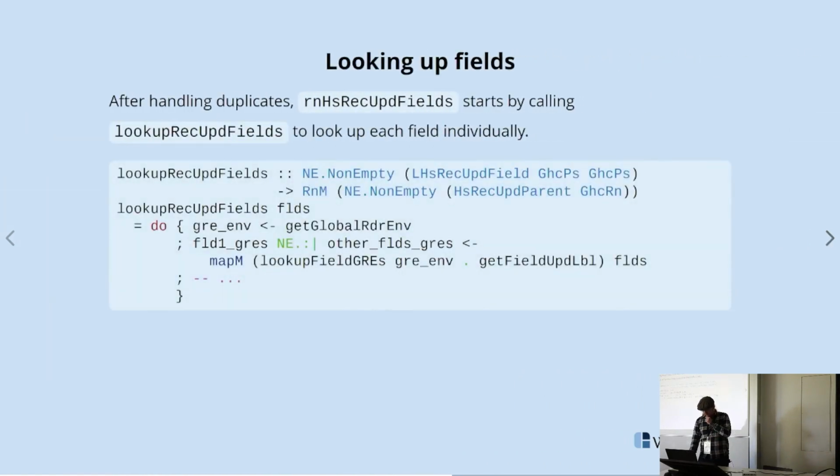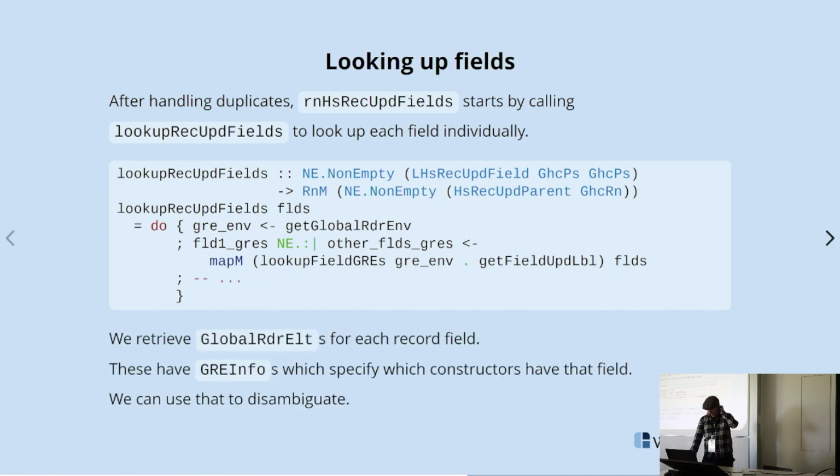There's some logic where we reject the record update if there's a field appearing multiple times. I'm skipping over that. So we look up each of the fields, and because we're in the renamer monad, we've got access to the global read environment, and then we look up in the read environment what are the record fields that this could mean. And then we've got this GRE info attached to record fields, which is going to allow us to disambiguate.